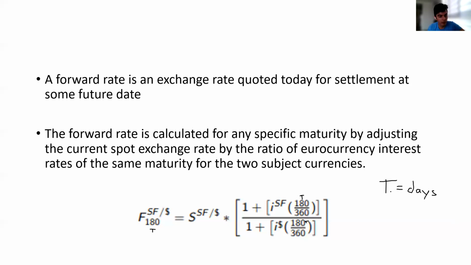So in this formula, T is in days. The other thing is that we are going to use the interest rate and not inflation, right? In the other one, we used inflation. And again, we have the same thing. This I, Swiss francs, is because Swiss francs is on top. That means that's home, right?